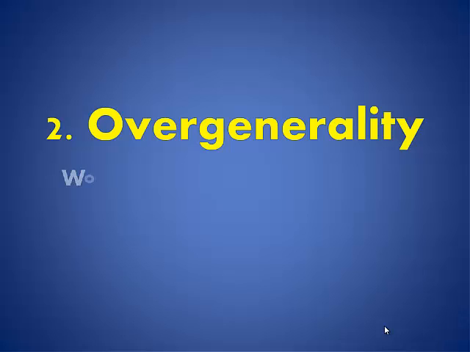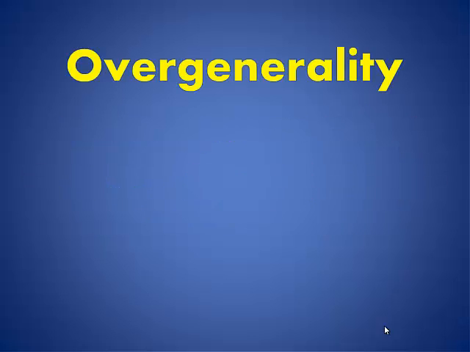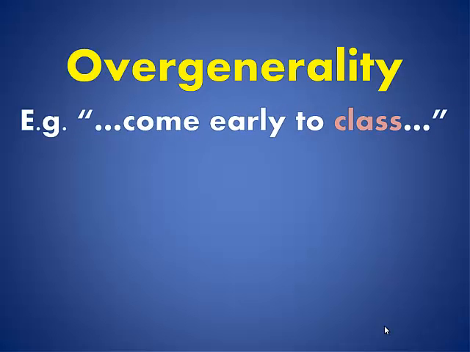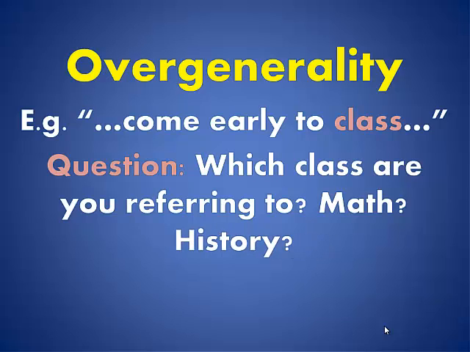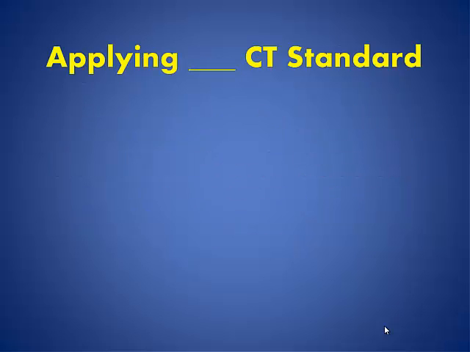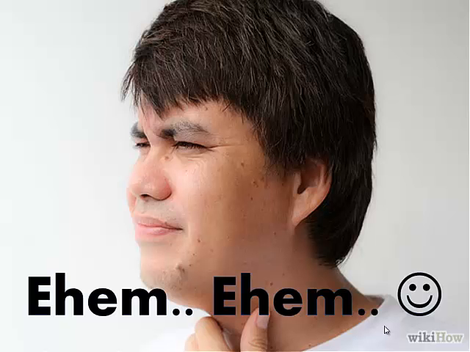Now the second one is overgenerality, refers to words or phrases that is too broad or unspecific. For example, come early to class. The question that you might want to ask to reflect overgenerality is, which class are you referring to? Math, history, or Bahasa Melayu? Applying that critical thinking standard will remedy it by rewriting it, come early to Brother Shams' CCT class. If you know what I mean.